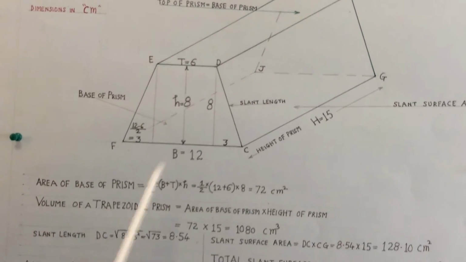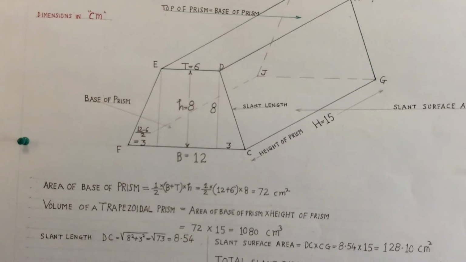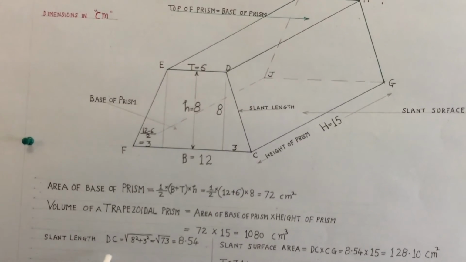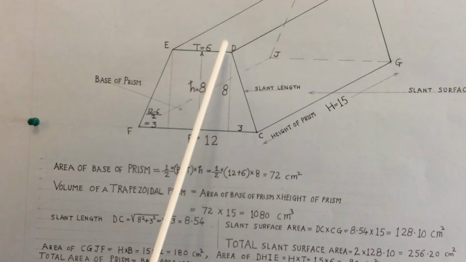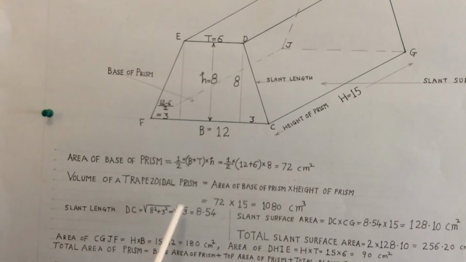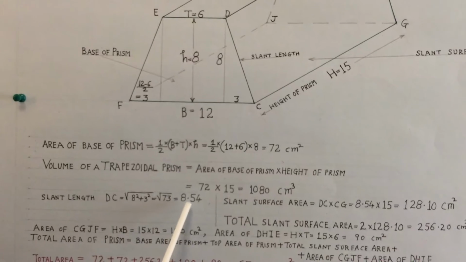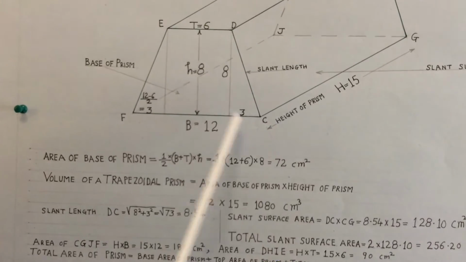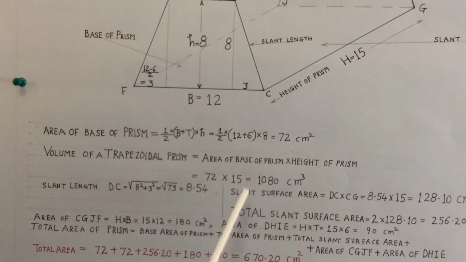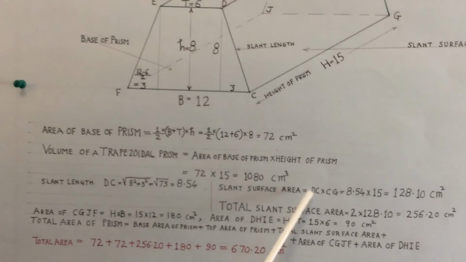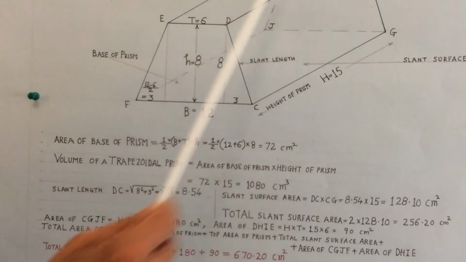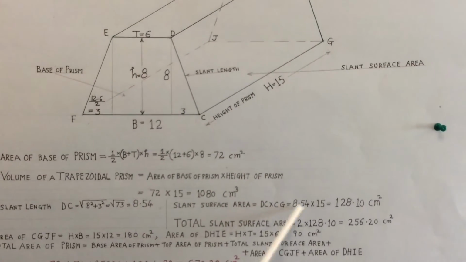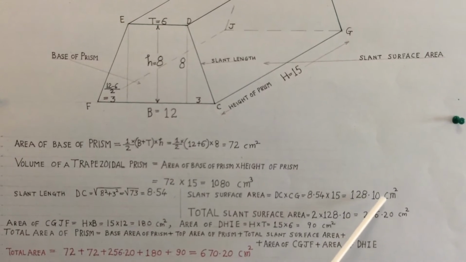Now to calculate the surface area of this prism, we have to first calculate the slant length of the slant surface. This DC is equal to square root of 8 square plus 3 square, which is 8.54. This length DC becomes 8.54 instead of vertical height 8. So the slant surface area is this one. You have to multiply this 8.54 into 15, that comes to 128.10 centimeter square.